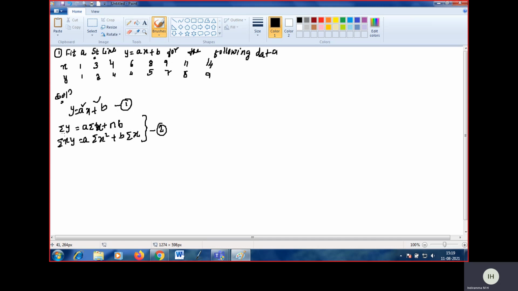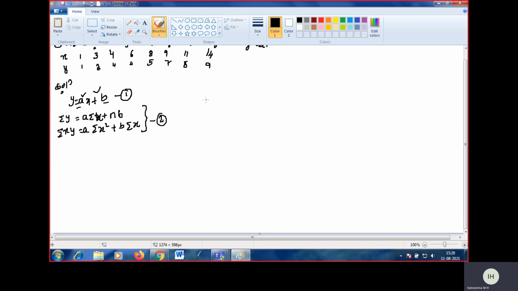So we have to find the unknown values in that normal equations and substitute here. Then you will get two equations with the two unknowns a and b. Solve it. You will get the value for a and b. Substitute here. That will be your final solution.